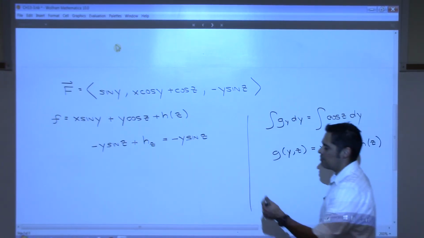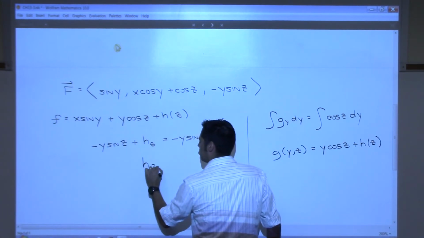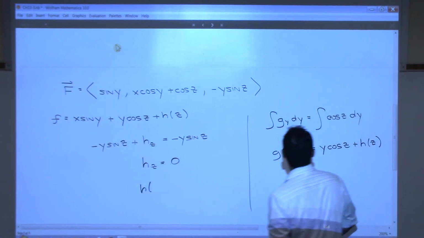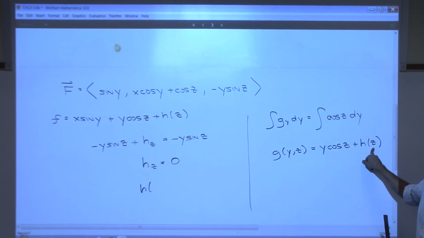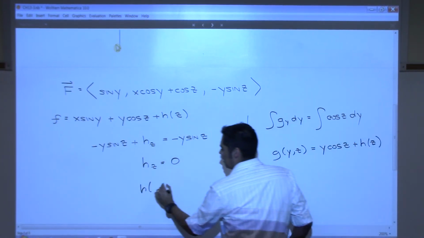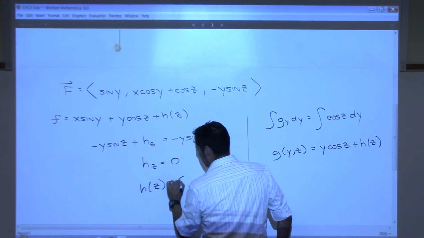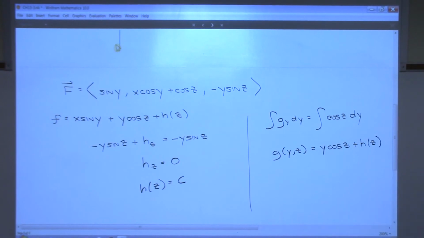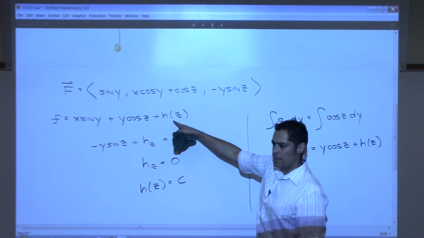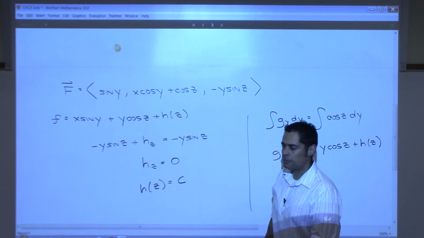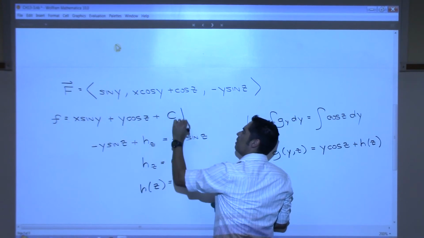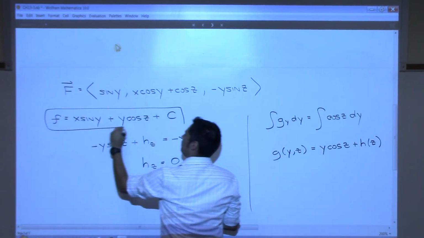All right, and then they cancel, so you get the partial of h with respect to z is 0, which means h of what? Only z. We know h is a function of z only. H of z must be then a constant, right? So you can go back right here, replace that with c, and you're done. So this is now c. There's your potential function.